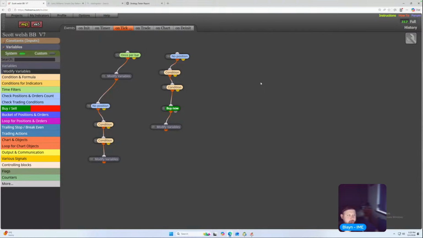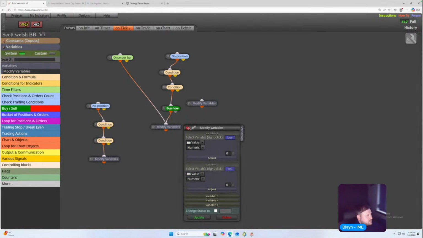Once per bar. Maybe I can. I'll test something out. So once per bar, setting the values to 0. And then we'll go to here. Maybe that's what I'll do to get the free version, but I'm just going to send the file as is.